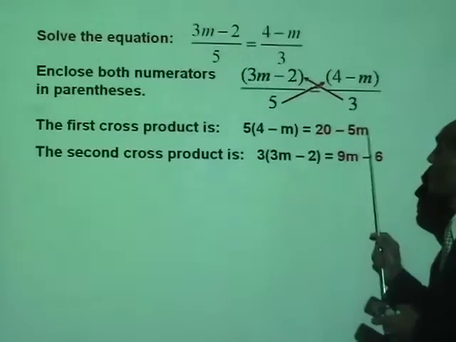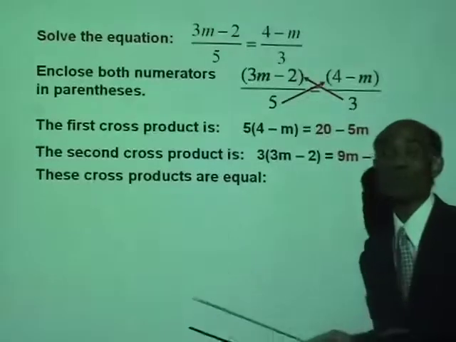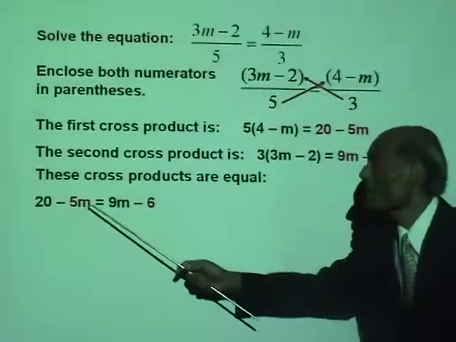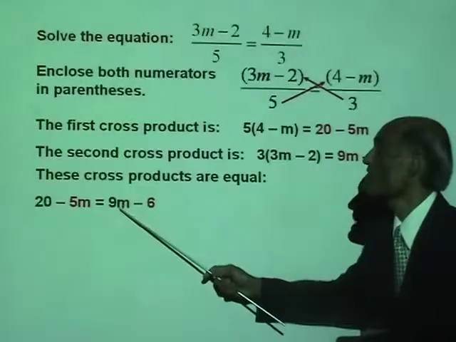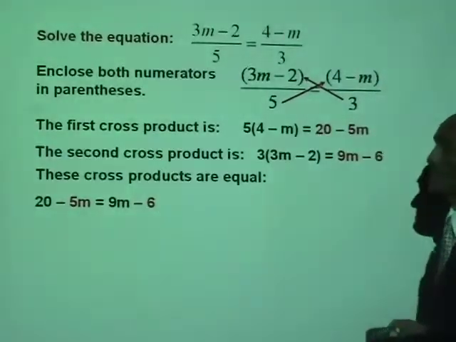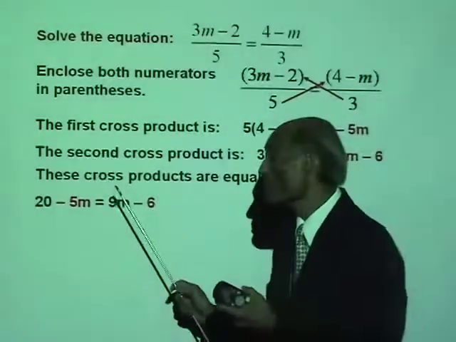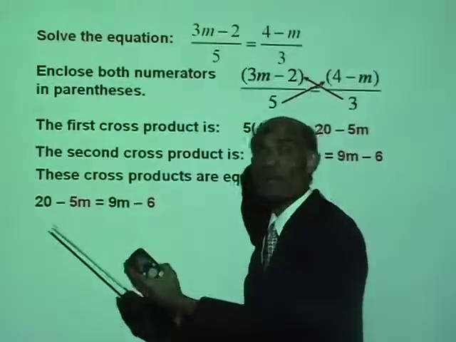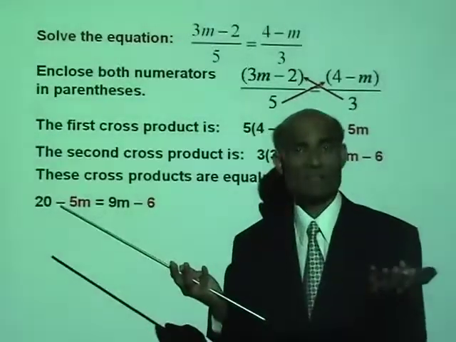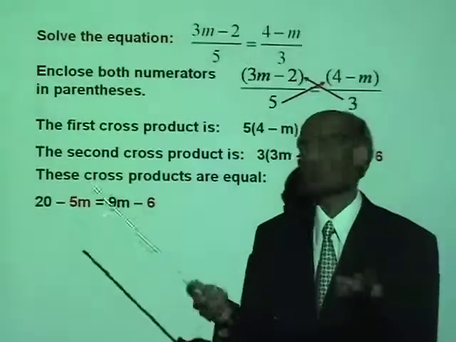Now we have 2 cross products and they are both equal. We have the equation 20 minus 5m equal to 9m minus 6. Now this time I'm going to keep the variables on the right and the numbers on the left. Does it matter? Not really. We can choose which side you want the variables.